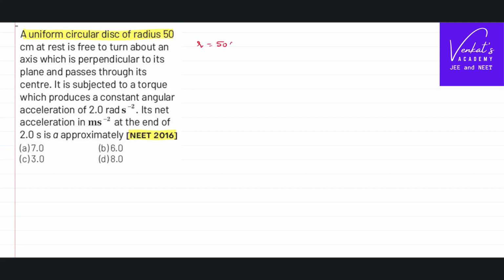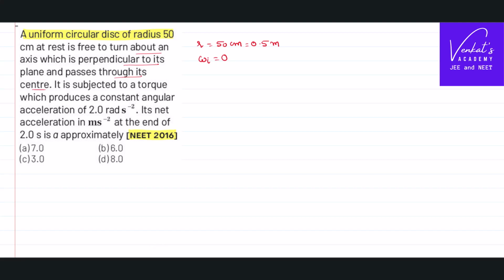R equal to 50 centimeters, that is 0.5 meter, is at rest. That means its initial angular velocity equal to 0. Why I said angular velocity is, we said it is free to rotate, turn about a perpendicular axis through its center. That means it's in rotational motion.